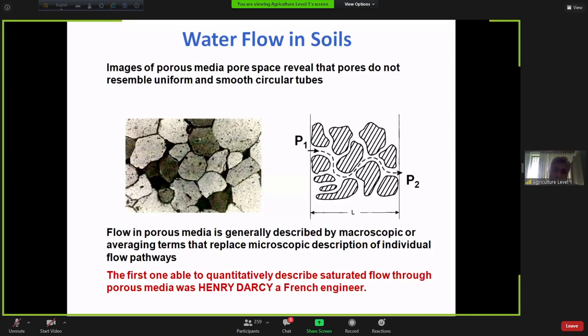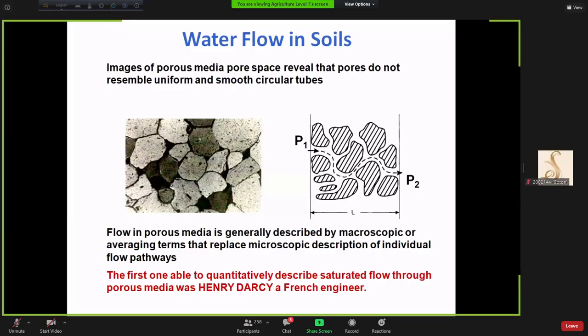Every solvent or fluid moves from high concentration to low concentration, like gases move from high concentration to low concentration, like if you spray sand, it moves from high concentration to low concentration. But here water moves from low tension to high tension, or low matric potential to high potential. Therefore, we put a negative sign to show the opposite direction. Clear?